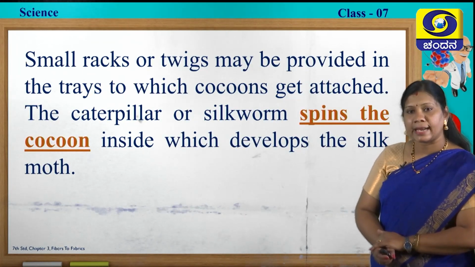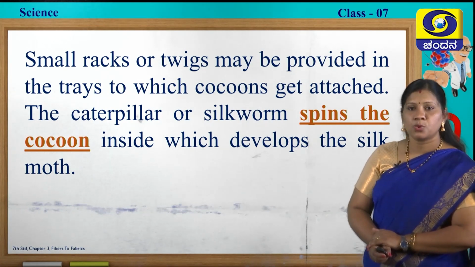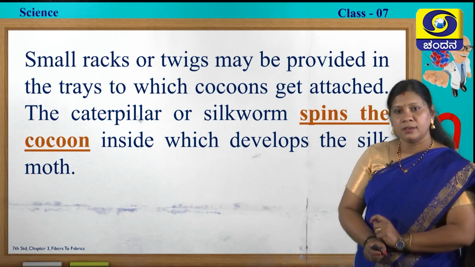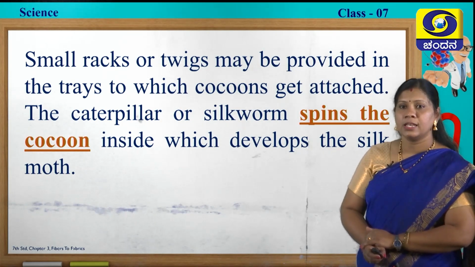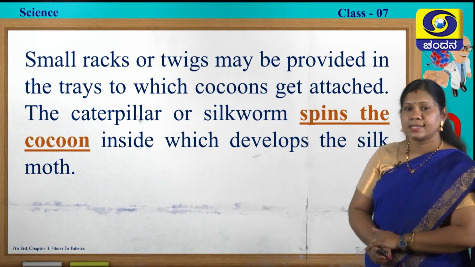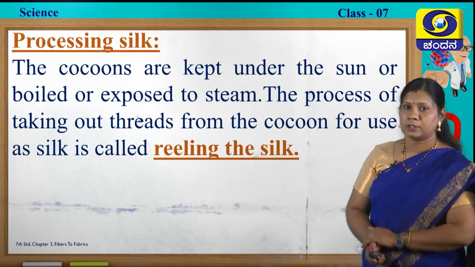Yes, small racks or twigs may be provided in the trays to which cocoons get attached. They need a support to spin the silk fiber. So, for that I will provide the racks or twigs to which cocoons get attached. The caterpillar or silkworm spins the cocoon inside, which develops the silk moth.